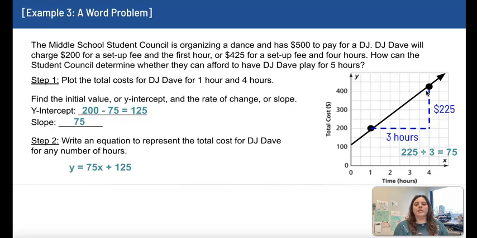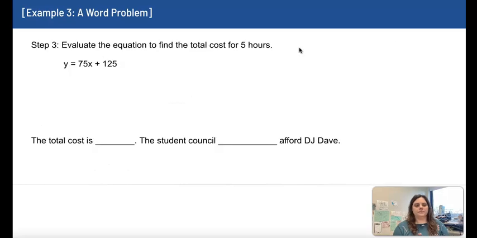This helps us because now we can plug in 5 hours and see if it meets or falls under our budget of $500. So here's our equation. We're going to plug in 5 for x. 75 times 5 is 375, plus 125 is 500. So the total cost for 5 hours would be $500, which is exactly our budget. So the student council can afford DJ Dave.